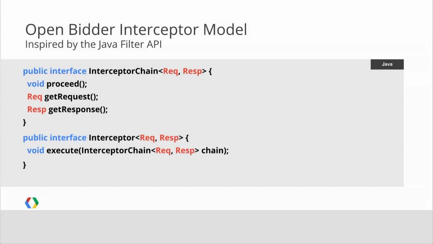So here's some code. I promised our Interceptor model, which is heavily based on the Java Filter API. So if you know or have used the Java Filter API, none of this should be earth-shattering. But at the core of OpenBidder, we have two interfaces. We have an interceptor chain, which is responsible for the lifecycle, right? You have access to the bid request and the bid response, and you can chain these interceptors. And then you have the interceptor API, not surprising, and it has an execute method, right? So each one of these interceptors, when implemented, gets executed by the workflow, and you can, like I said before, do pre-processing and post-processing steps.